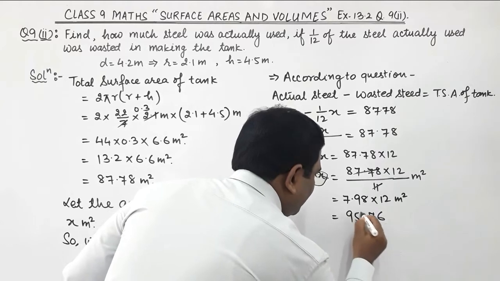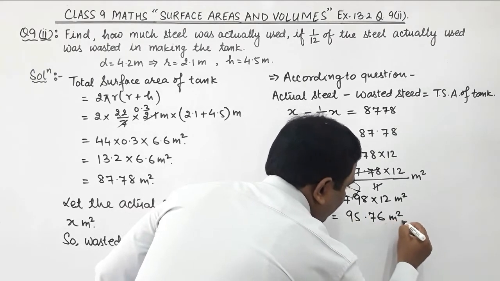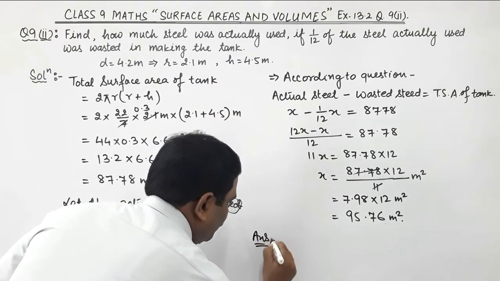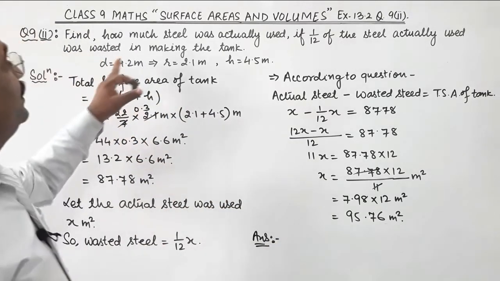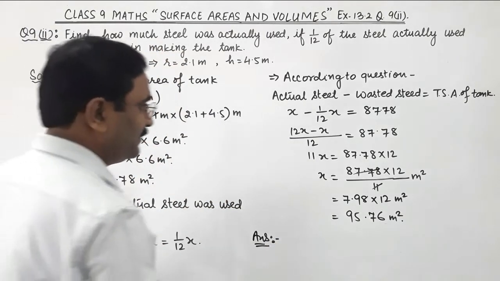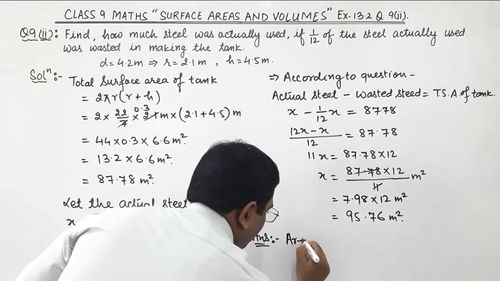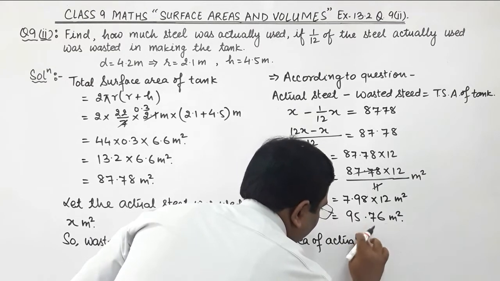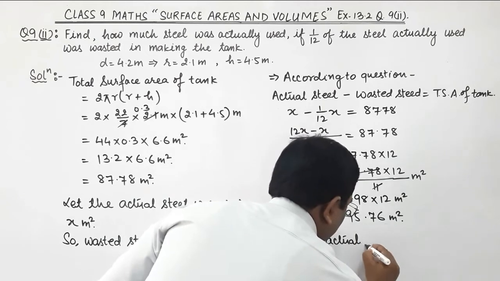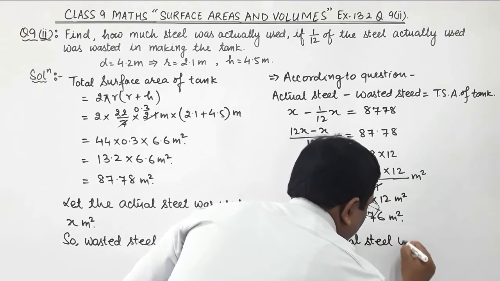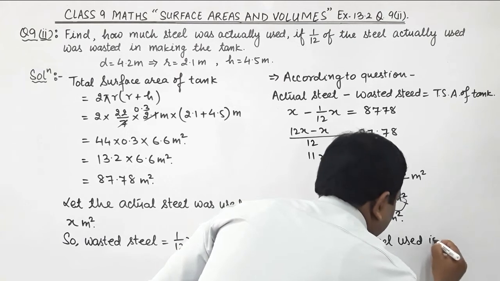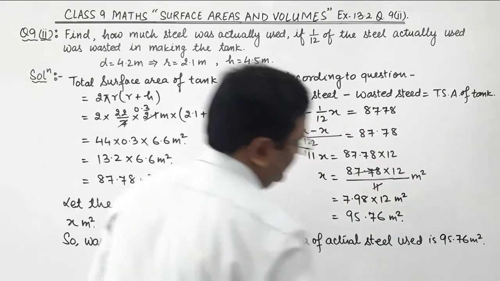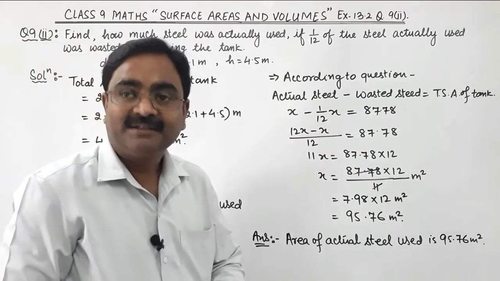So 95.76 meter square is our actual answer of this question. So the area of steel sheet required, the area of actual steel used is 95.76 meters square for the tank, right friends?